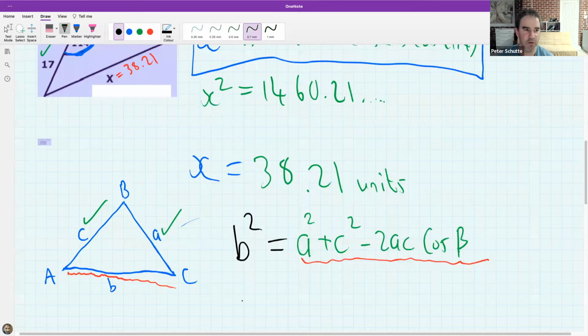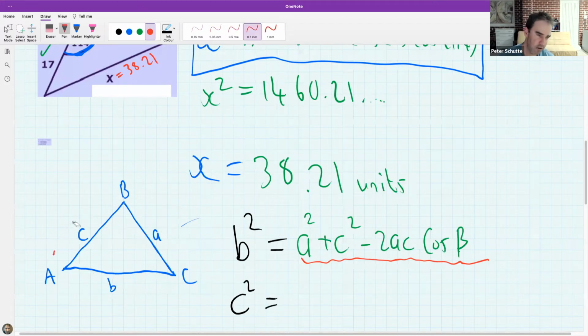What if I said to you, c squared equals? So using the cos rule now, I've changed the focus instead to be on c. So c squared equals, what is the cos rule going to say about the rest of this side?